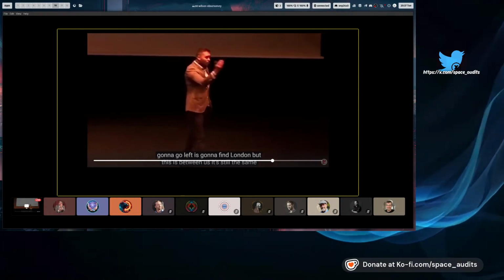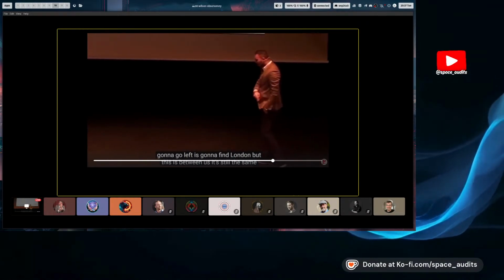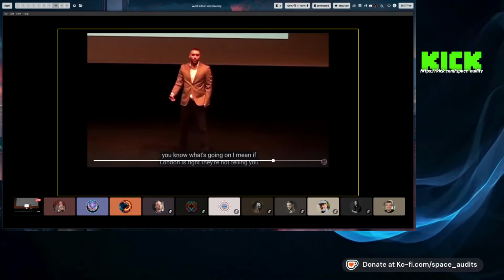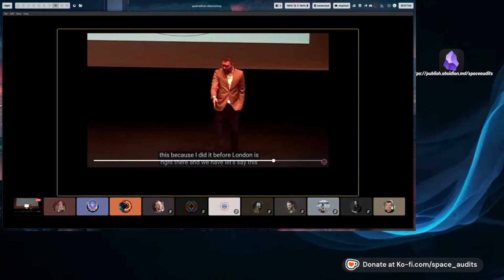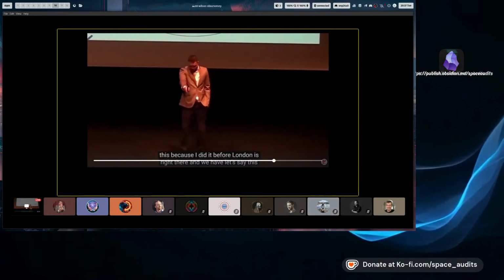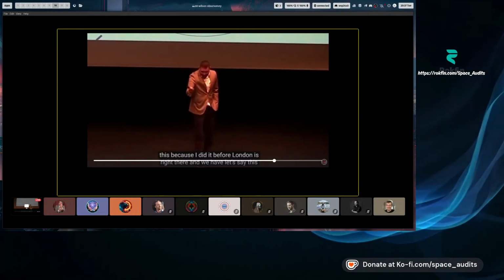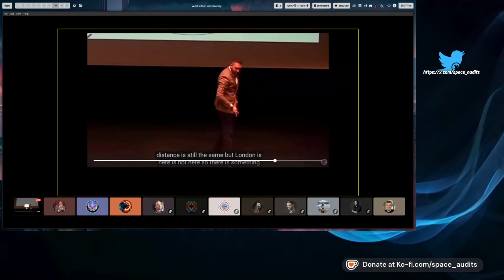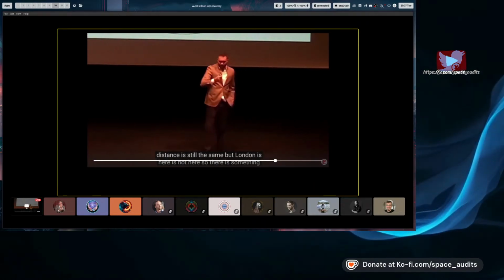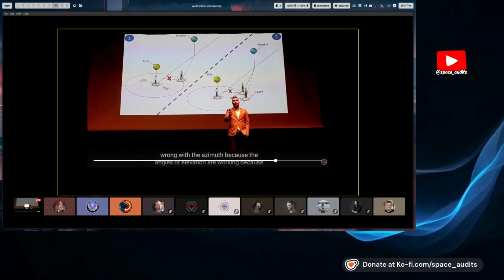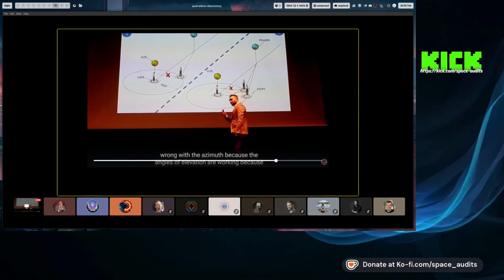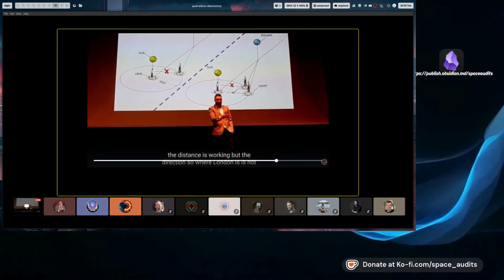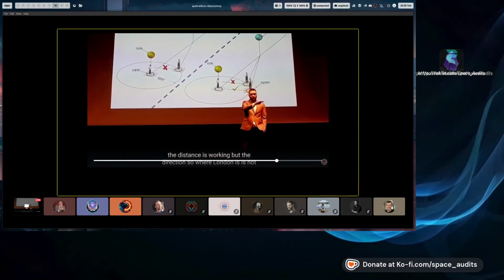That guy is going to go left, he's going to find London, but the distance between us is still the same. What's going on? London is right there, and I'm telling you this because I did it before, and we have a distance of, let's say, 5,000 miles. I'm not even sure. If that guy goes left, the distance is still the same, but London is here, it's not here. So there is something wrong with the azimuth, because the angles of elevation are working, the distance is working, but the direction to where London is not working.